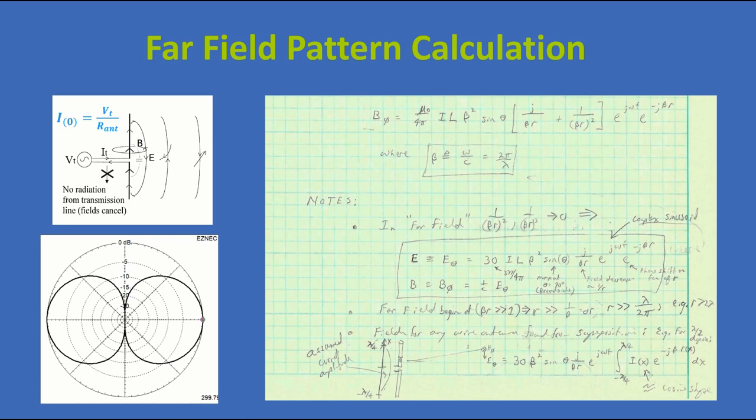Now, note that the outer circle is labeled 0 dB up here at the top. That's actually 0 dB relative. That does not mean that the antenna has 0 dB gain. The antenna actually has a gain of about 2 dB for a dipole. So this is relative to that 2 dB.